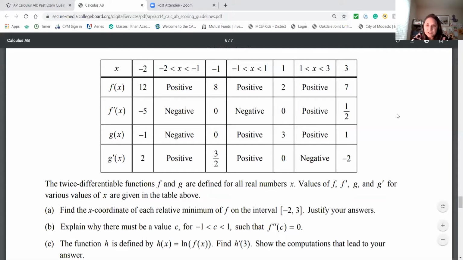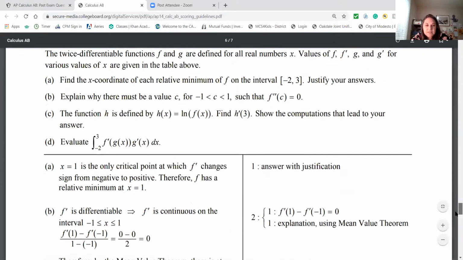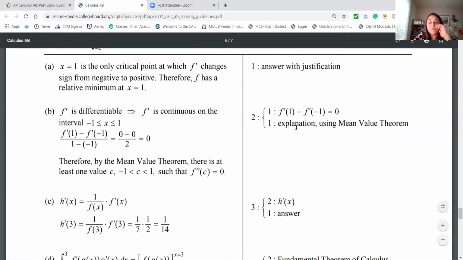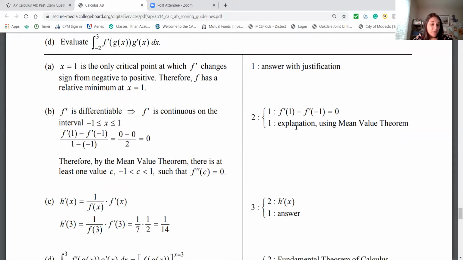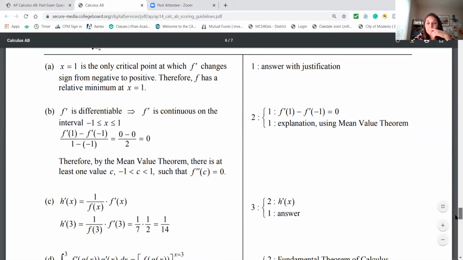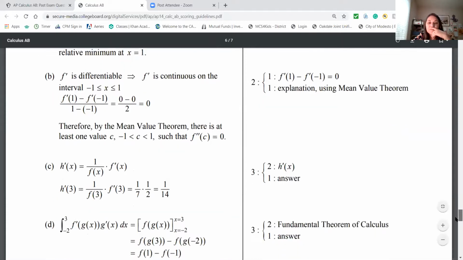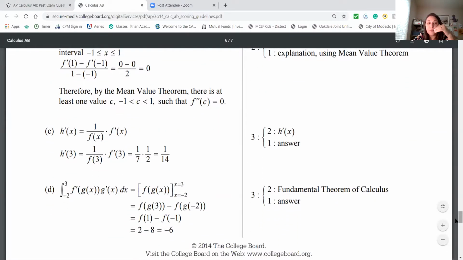Again, what I want to remind you of is where you can check what the scoring guidelines are. And so for this question, what you would have received is 1 point for saying that x equals 1 is a critical point and the derivative changes sign from negative to positive. The next question, using the mean value theorem, you would get a point for stating that you're using the mean value theorem, and then another point for showing that you found f prime of 1 and f prime of -1, and that equals 0. So that you found the average rate using f prime from the table, and that tells you something about f double prime.